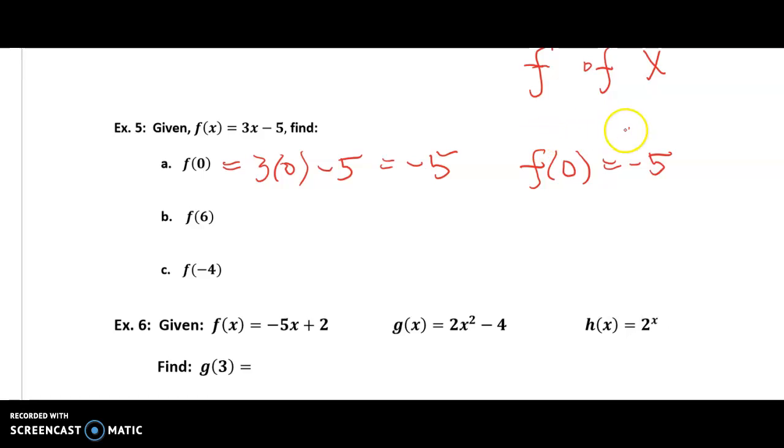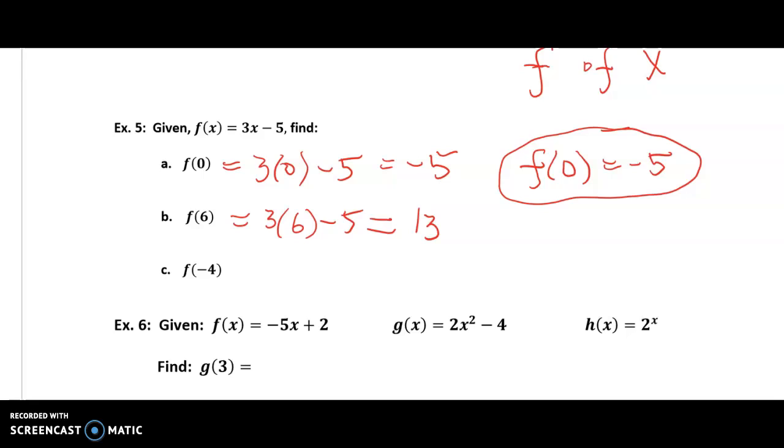I want you guys to get used to writing your final answer for these problems, evaluating the function using function notation, this way. So f of 0 equals -5 is the way you should write your final answer. To find f of 6, we're going to take 6, plug it in for x, and evaluate, and we get 13. But then when we write our final answer, it's going to be f of 6 equals 13.